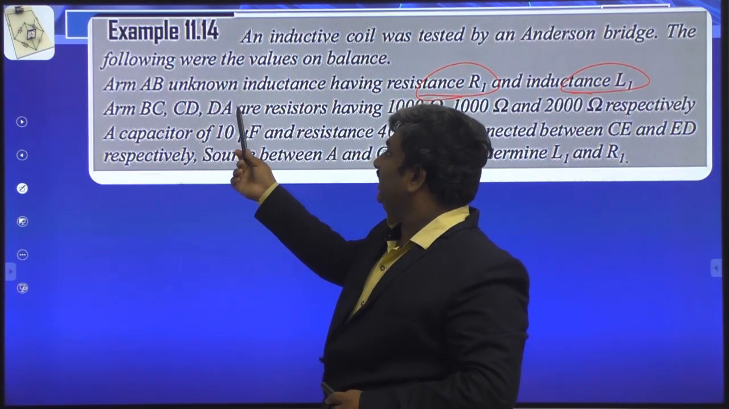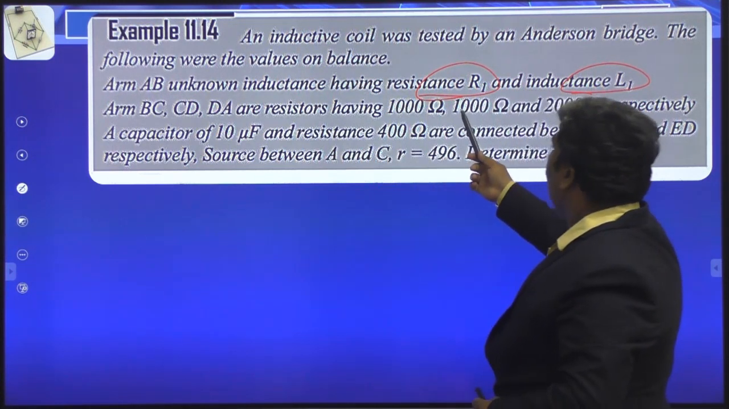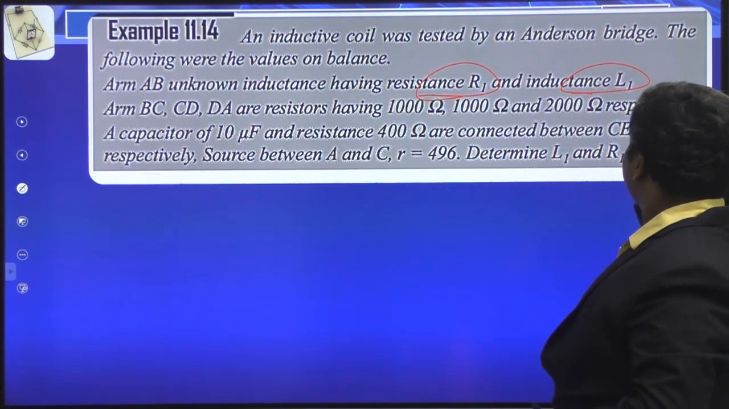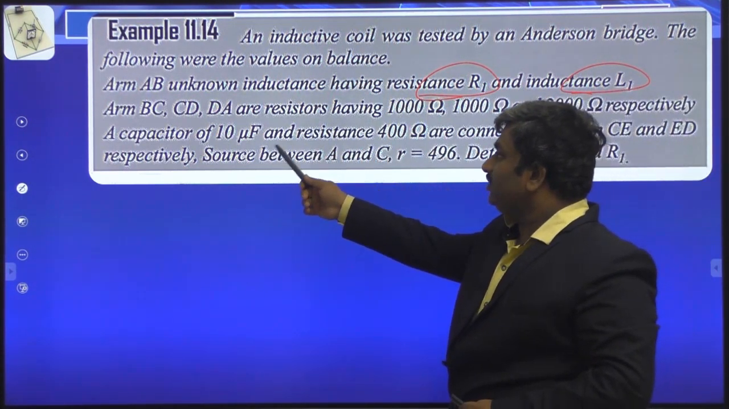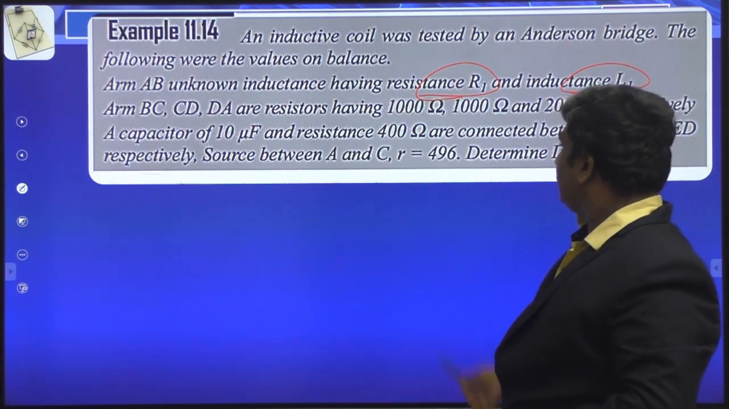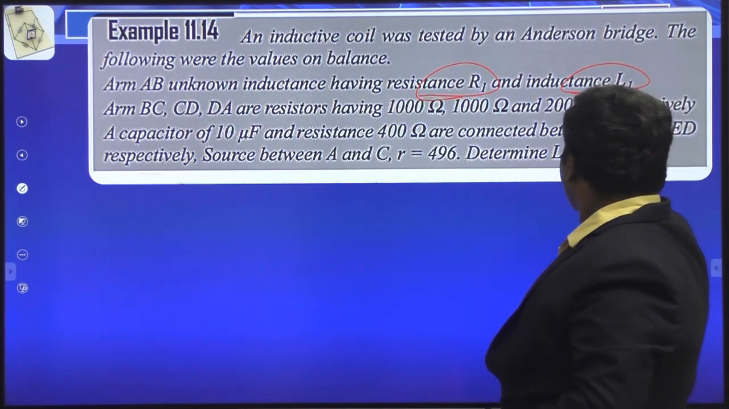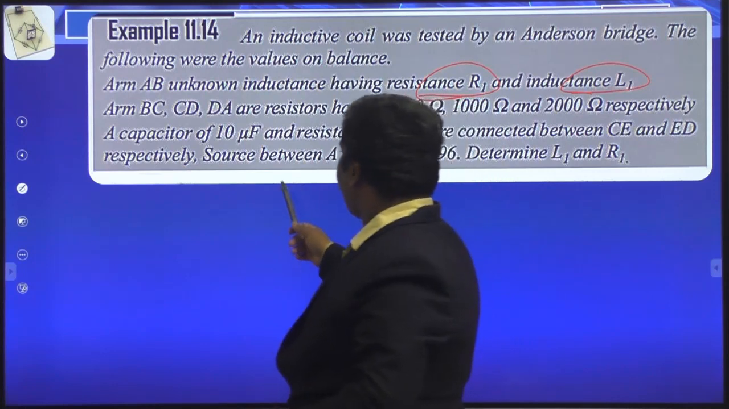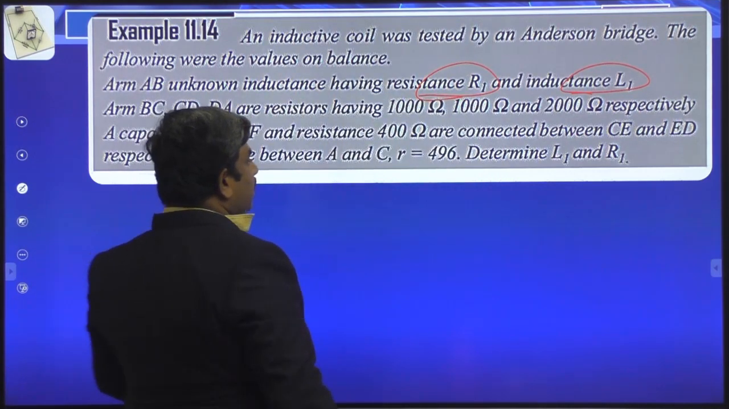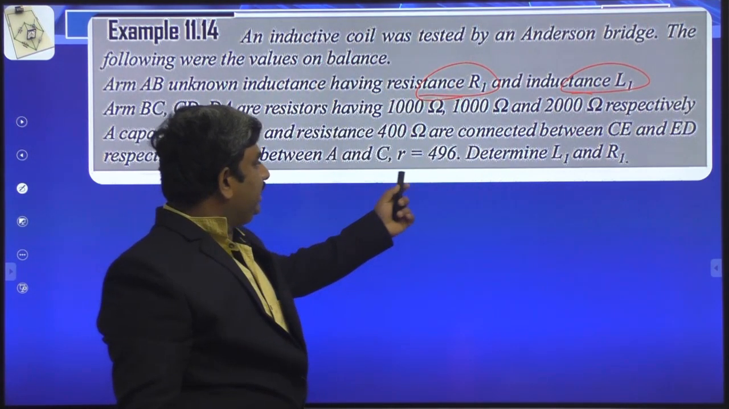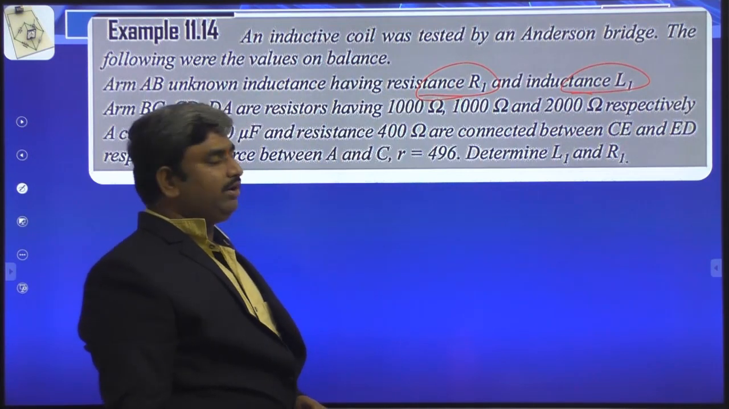Arm BC, CD, DA are the resistors having 1000 ohms, 1000 ohms and 2000 ohms respectively. A capacitor of 10 microfarads and resistance 400 ohms are connected between CE and ED respectively. Source between A and C, r is equal to 496, determine the L1 and R1.